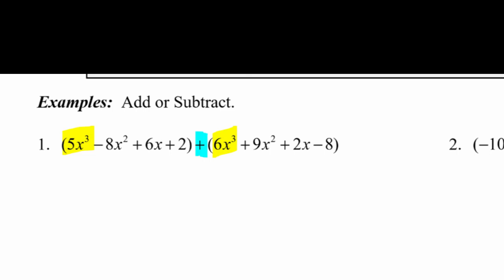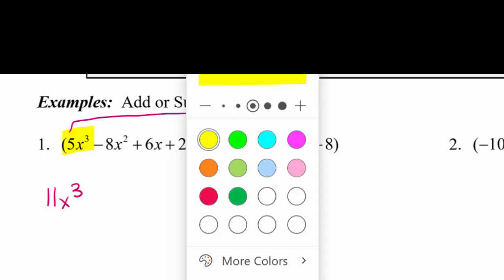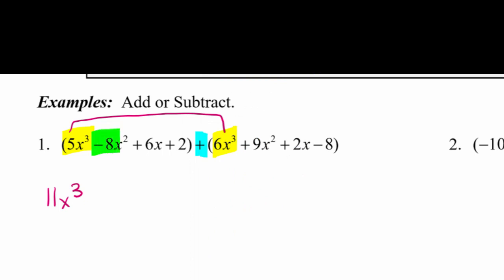Okay, and how we add then is we're going to add the coefficients. So we're going to add 5 plus 6 and get 11x cubed. All right, so that's the first set of like terms that we're adding. The next set of like terms will be this negative 8x squared, which will get added to the positive 9x squared. Again, we're going to just work with those coefficients, the negative 8 with the positive 9, and that's going to give us a 1, isn't it? So our next term in our answer will be plus x squared. We don't write in the 1 normally when that is our coefficient.